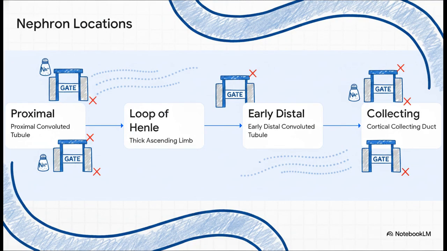Before we can actually talk about the drugs themselves, we really need to understand the physical structure where all this microscopic magic happens. We're looking at 4 distinct locations inside the nephron, which is the basic functional unit of the kidney. We've got the proximal convoluted tubule, the loop of Henle, the early distal convoluted tubule, and the cortical collecting duct. I want you to think of these as 4 unique toll booths where our medications can block sodium from being reabsorbed back into the blood, effectively trapping it in the fluid that will eventually become your urine.